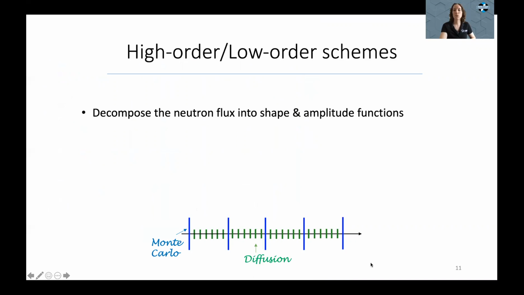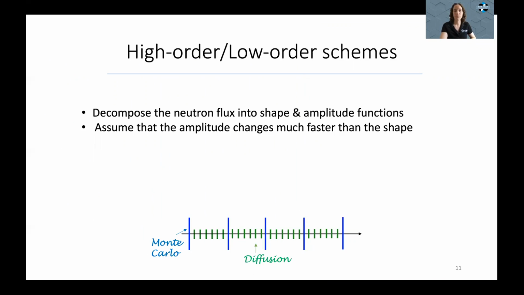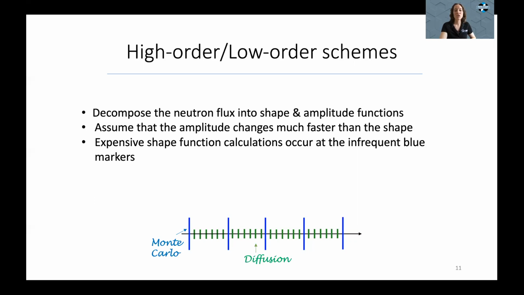In order to do this, we decompose the flux that we're solving for into a shape and amplitude function. The amplitude is assumed to change much faster than the shape. So the expensive shape function calculations can occur infrequently using Monte Carlo, and the amplitude calculations happen frequently in diffusion.